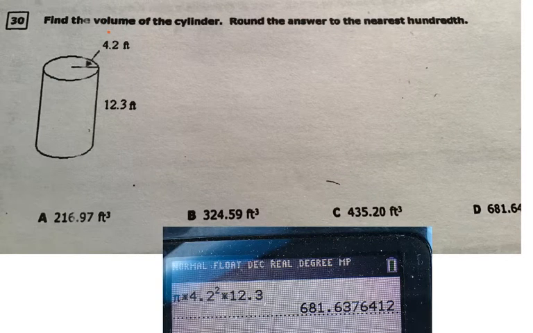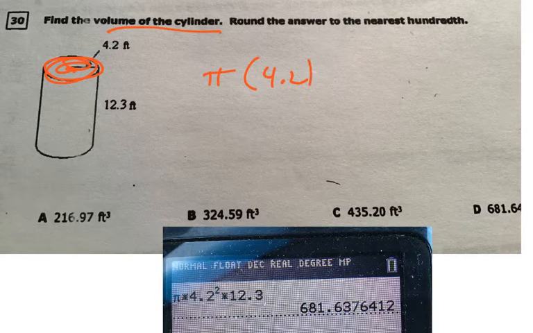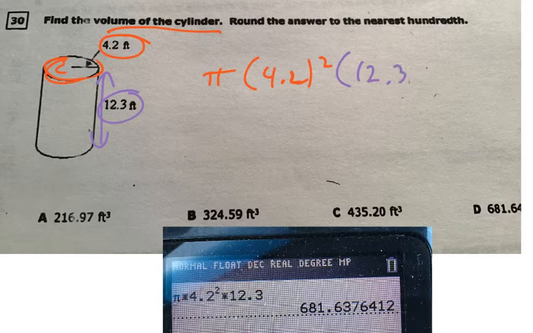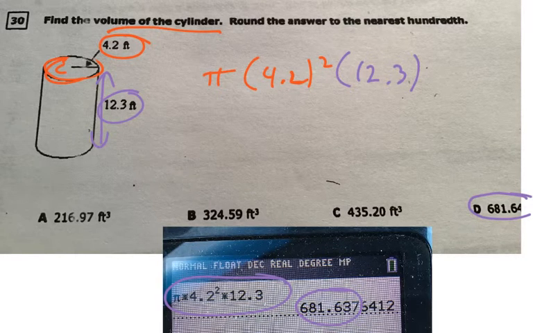Okay, so guys, what's the volume of a cylinder? We find the area of the circle first. That's pi times the radius squared. Notice they gave us 4.2 as the radius there, right? And all we need to do now is times it by its third dimension, 12.3. And as you can see at the bottom of the screen there, if you do pi times 4.2 squared times 12.3, you will get 681.6. Rounded off is 681.64. Answer D. Pause again if you need to.